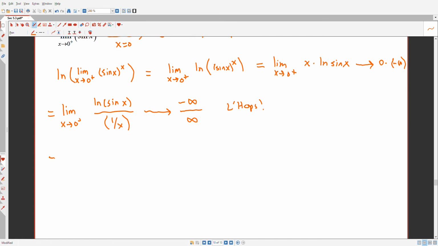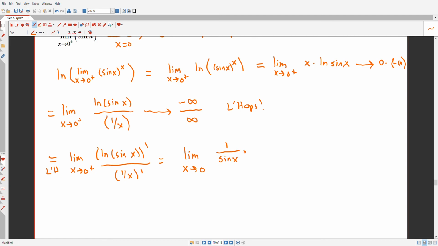Okay, so this now becomes, by L'Hopital's rule, the limit as x goes to 0 from the right of the derivative of the natural log of the sine of x, all divided by the derivative of 1 over x. And when I do this, I've got to do some chain rule stuff. So the derivative of natural log is 1 over, and then I have to multiply by the derivative of sine, which is cosine. In the denominator, I get the derivative of 1 over x is negative 1 over x squared.